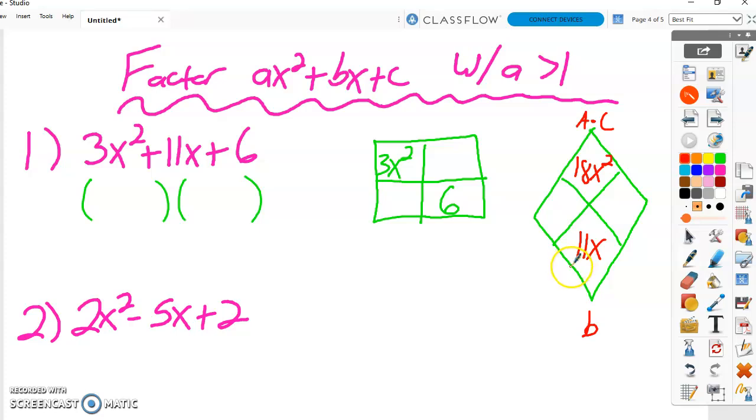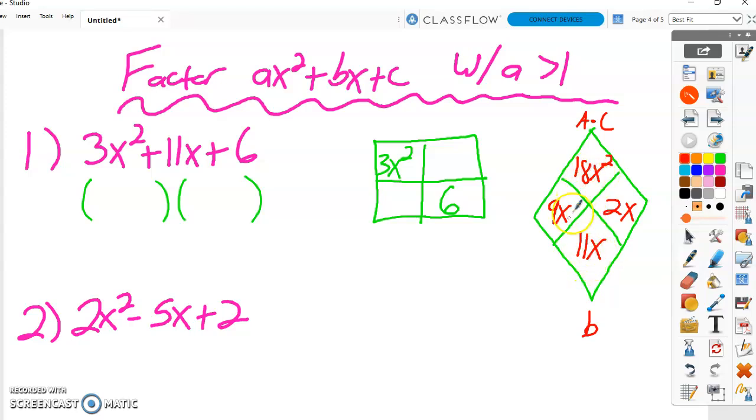All right, so now we're going to do the same thing that we did before. We're going to come up with two numbers that multiply to 18, but add to 11. So if you need to, list out your factors down here and see which two multiply to 18 and add to 11. Okay, it's going to be 9 and 2. But since we also have x squareds and x's, all right, 9x times 2x is 18x squared. 9x plus 2x is 11x.